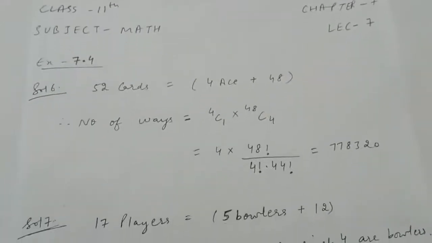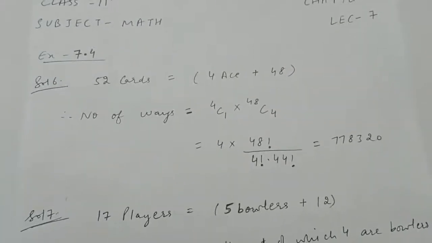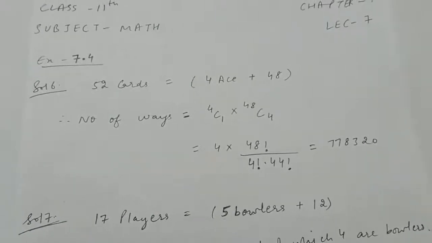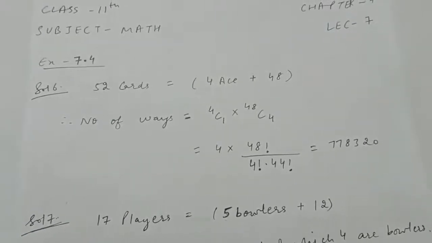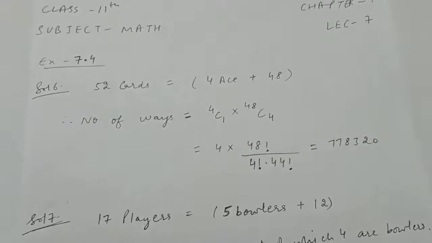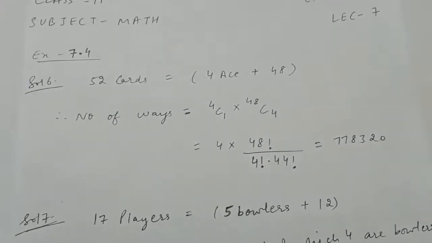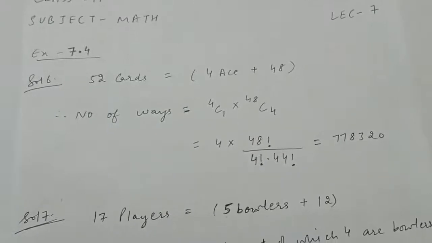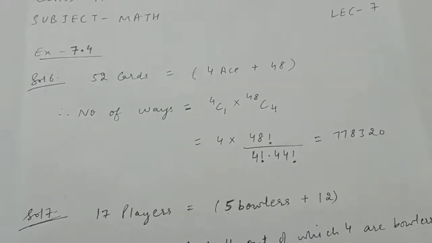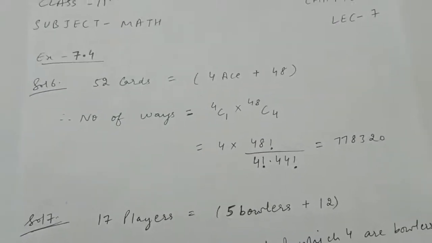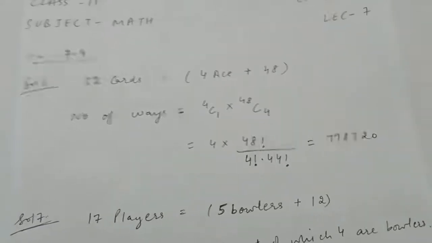So see question number 6 of exercise 7.4. It says determine the number of 5 card combinations out of a deck of 52 cards if there is exactly one ace in each combination. That is, out of 52 cards you have to choose 5 cards in such a way that each combination must contain exactly one ace, right?